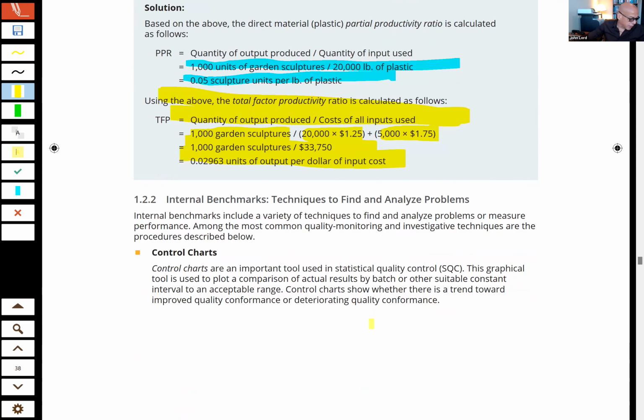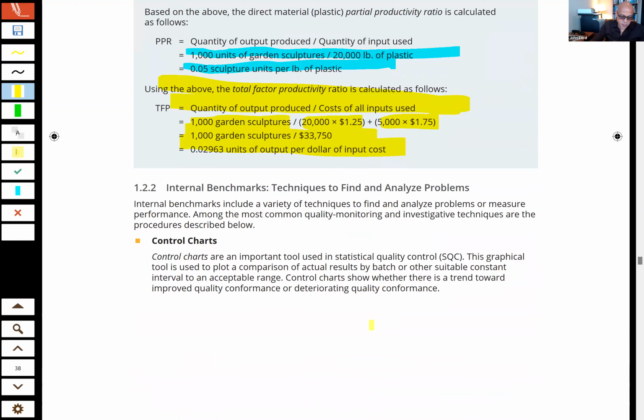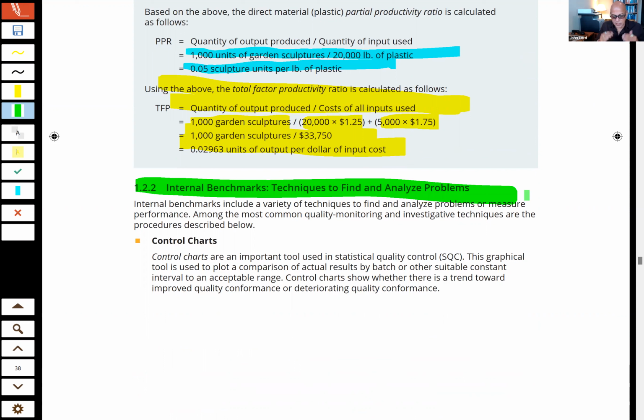Okay, now internal benchmark techniques, and these again are really tools that we can use to measure how we are doing against some sort of benchmark that we've set up to monitor our own standards that we have imposed on ourselves as we develop a product.